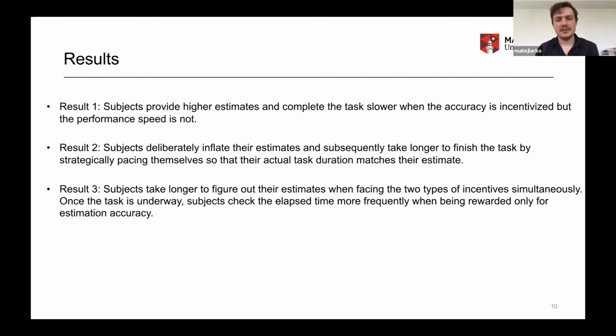And finally, they take longer to figure out the estimate when facing both incentive structures at the same time. We also measured how long it took them to provide the estimate, and it's clear from our data that they think more about what their strategy should be when they are facing both incentives at the same time. And a last piece of result is that once the task is underway, subjects facing only accuracy check the elapsed time more frequently. So they're really letting us know, even though they don't know they're letting us know, that they are really focused on hitting that target.